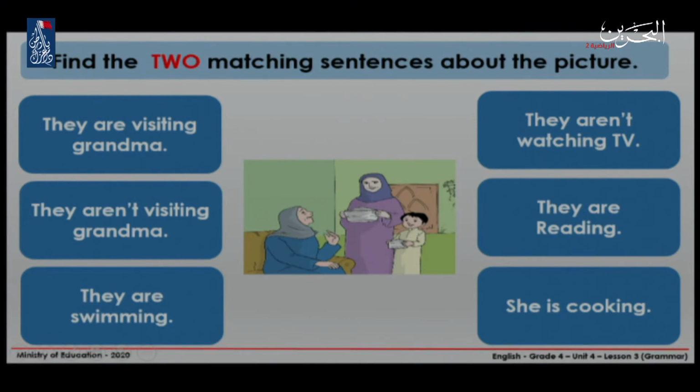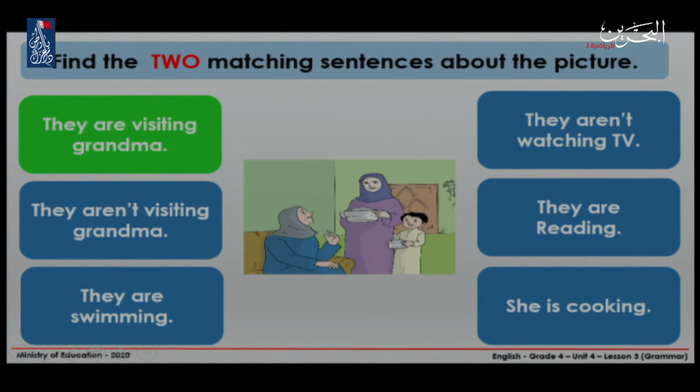Now, let's look at the picture and find the matching sentence. Let's see this first sentence. They are visiting grandma. Are they visiting grandma? Look at the picture. Excellent. So, it's correct. They are visiting grandma. Now, what are they not doing? You have two sentences with aren't or are not.